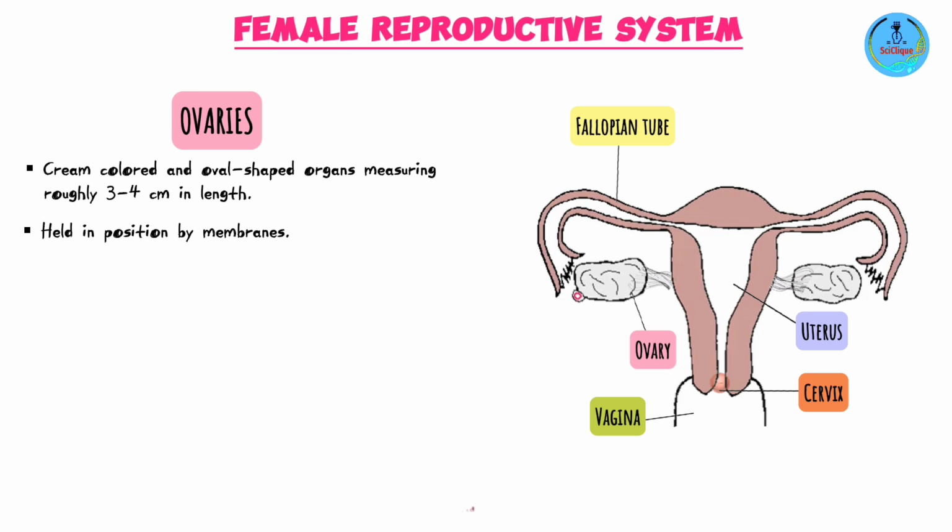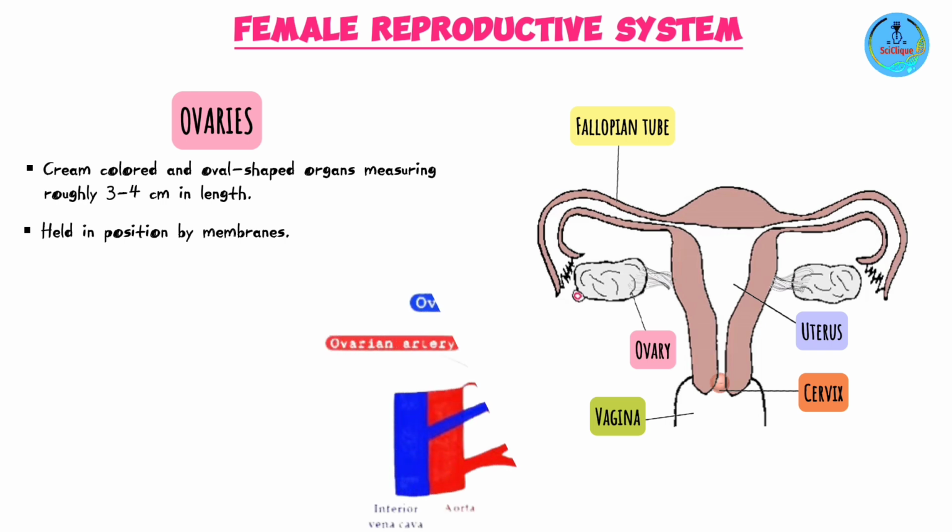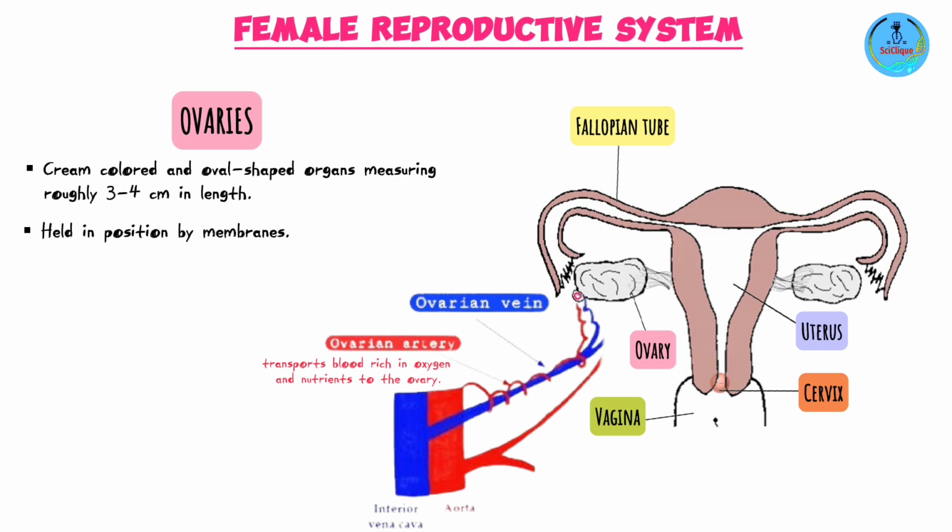We also have two blood vessels that transport blood to and from the ovaries. Remember, the ovaries are organs, therefore they consist of cells. These cells require oxygen and nutrients, and they also produce waste products that need to be removed. And this is where the ovarian artery and the ovarian vein come in. So the ovarian artery supplies blood to the ovary. This is going to be blood rich in oxygen and nutrients. Ovarian vein takes away blood from the ovary that consists of waste products.